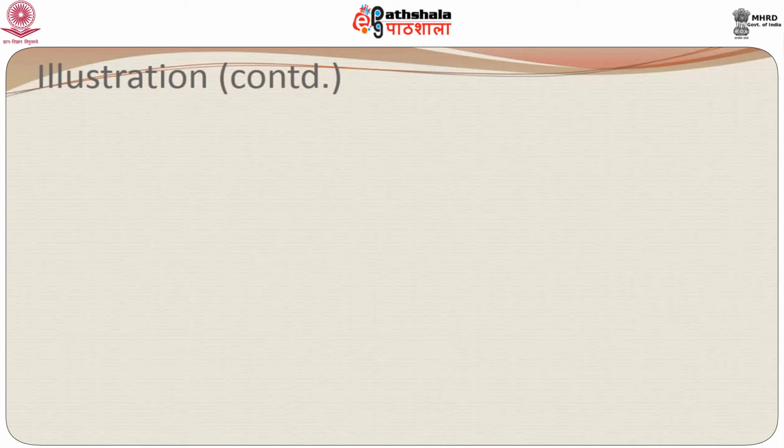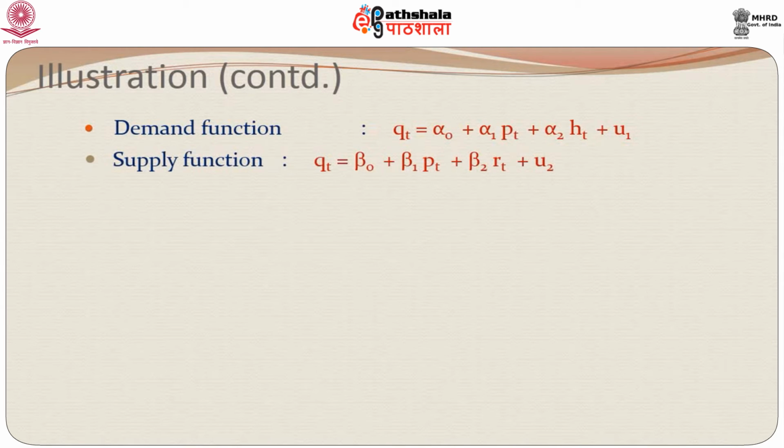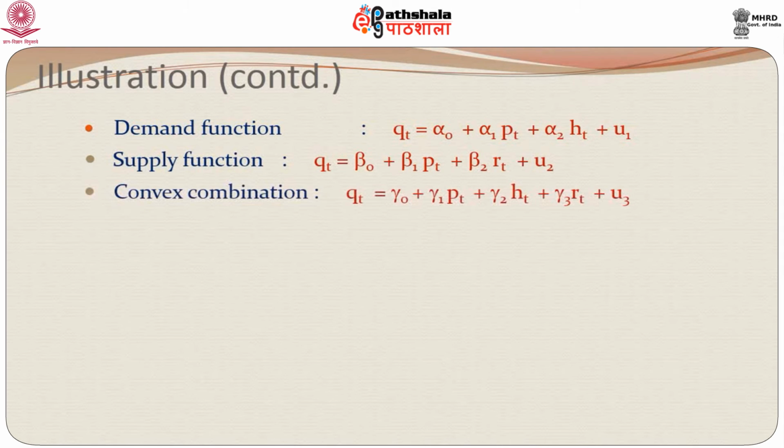Let us look at another problem. In this case, we have an additional variable in the supply function as well. This is the rainfall, Rt. So, there is one variable common to both, that is the price, one variable which is there in the demand function only, that is Ht, and one variable which is in the supply function only, that is Rt. And the convex combination would have both Ht and Rt along with Pt.